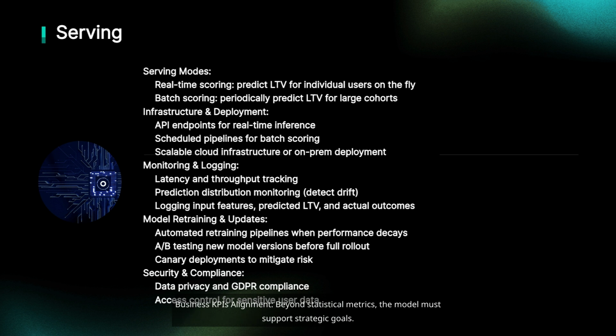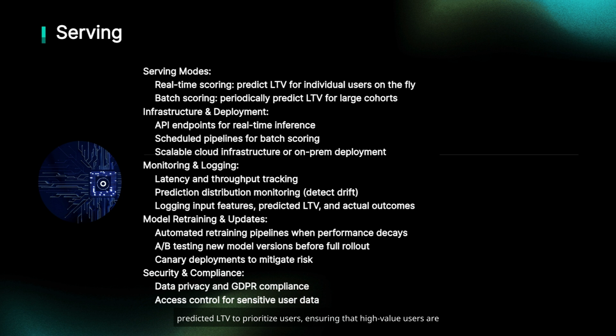Business KPIs alignment. Beyond statistical metrics, the model must support strategic goals. This includes evaluating the ROI from marketing campaigns, using predicted LTV to prioritize users, ensuring that high-value users are correctly identified, and measuring cost-effectiveness of interventions.